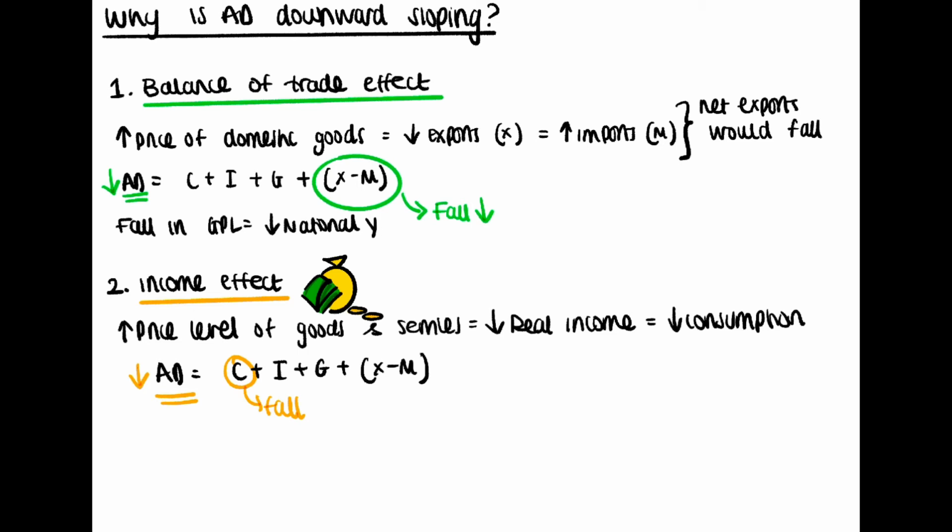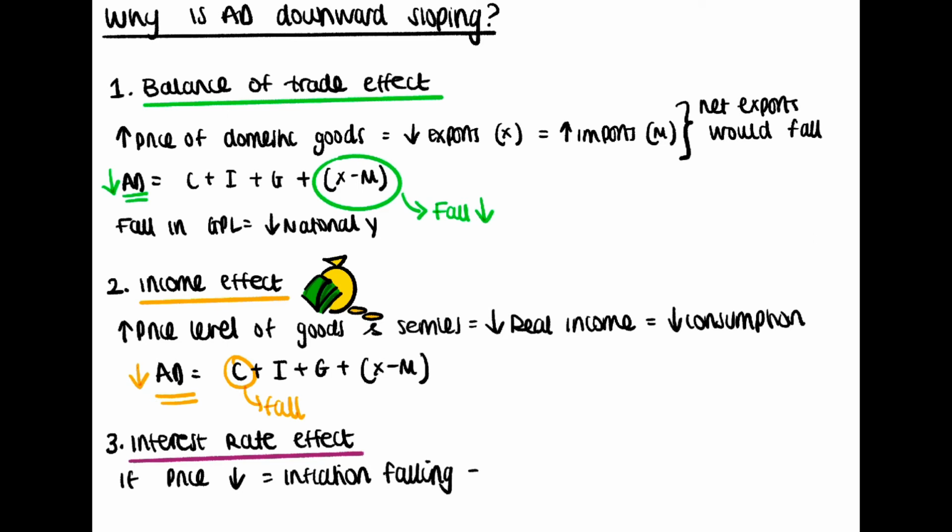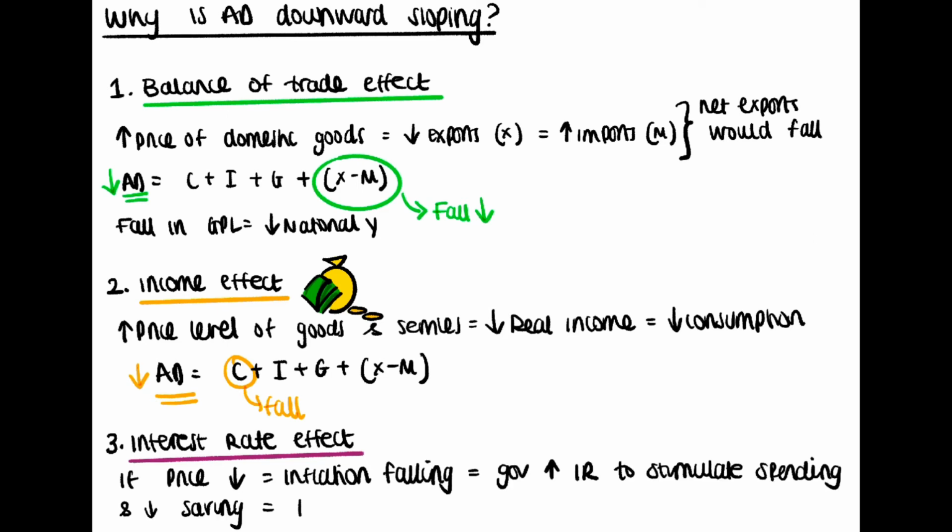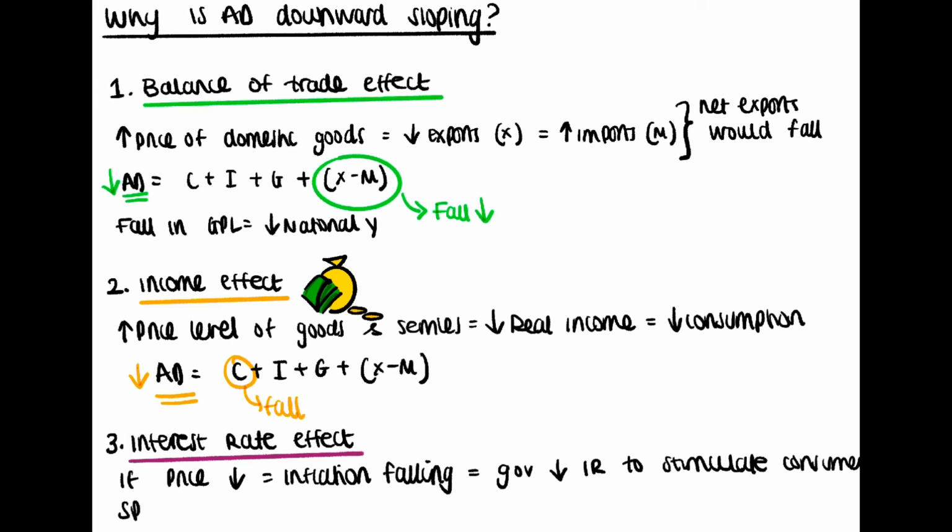And finally, we have the interest rate effect. If interest rates were falling, maybe the government are trying to stimulate consumer spending through an expansionary monetary policy to reach their 2% target, this would encourage more spending and less saving, as the reward for saving has now fallen and it's also cheaper to borrow money.